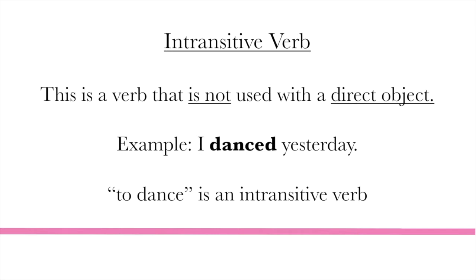For intransitive verbs, this is the opposite. This is a verb that is not used with a direct object. It does not take a direct object. For example, I danced yesterday. Here we have the subject and the verb. There's no direct object. To dance is therefore an intransitive verb.